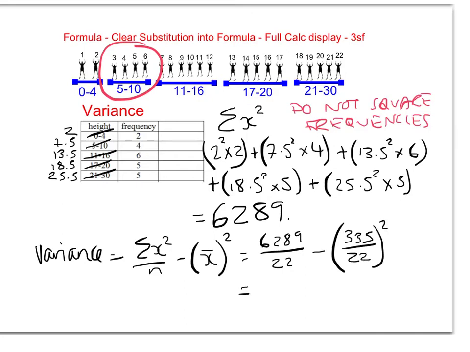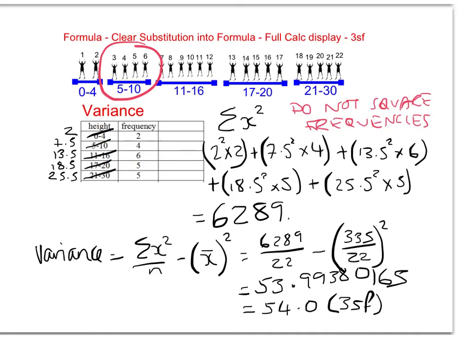So that comes out to be, just stick in the calculator, 335 divided by 22 squared, 53.99380165. So to three significant figures, 54.0. If you wanted to find the standard deviation, then you would square root this. Don't square root the simplified version. The square root of this is how you get the standard deviation. Okay.